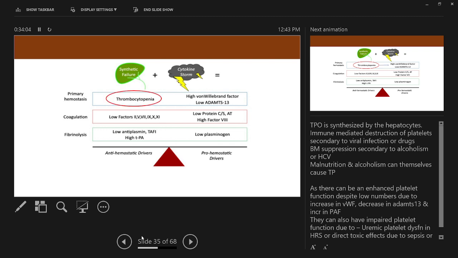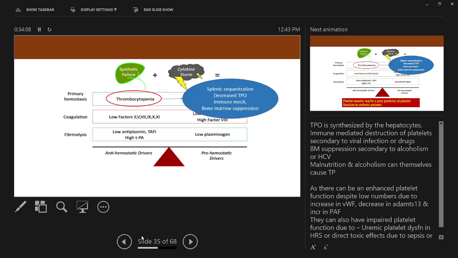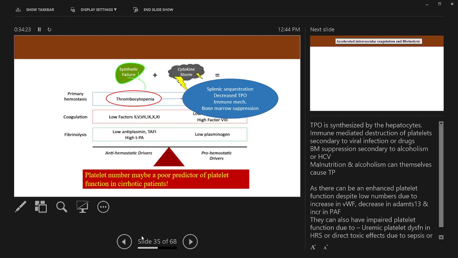plasminogen. So thrombocytopenia in a cirrhotic patient can be because of splenic sequestration, decrease in thrombopoietin production by the hepatocytes, immune mechanisms such as HCV, which can lead to platelet destruction, or it could be bone marrow suppression because of the alcoholism, which these patients have. But platelet number, remember, in a patient with cirrhosis is a poor predictor of platelet function.